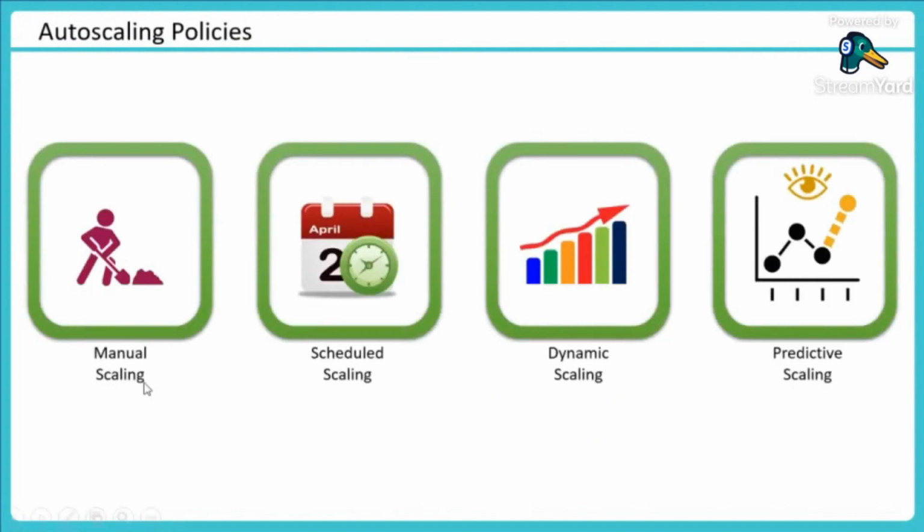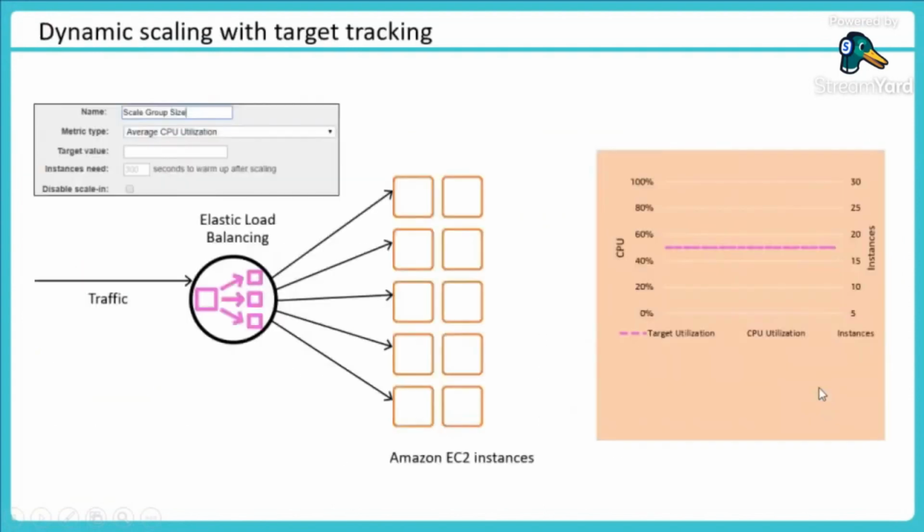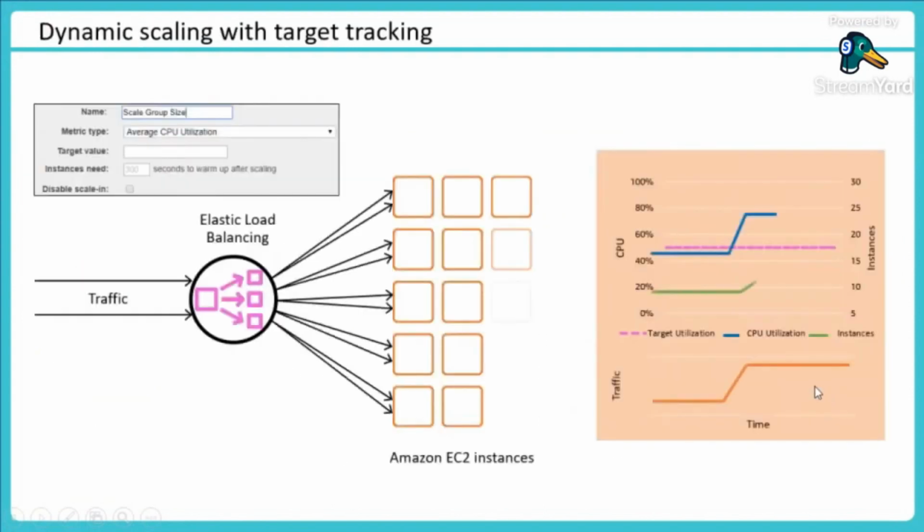If you look at manual, scheduled, and dynamic, these three are reactive policies. If this happens, I'll do that. If that happens, I'll do this. So they are all reacting. Manual, scheduled, and scaling, they are reacting. What if I can become a little smart and be proactive? That proactive scaling is called predictive scaling. Let me explain what predictive scaling is and how it works.